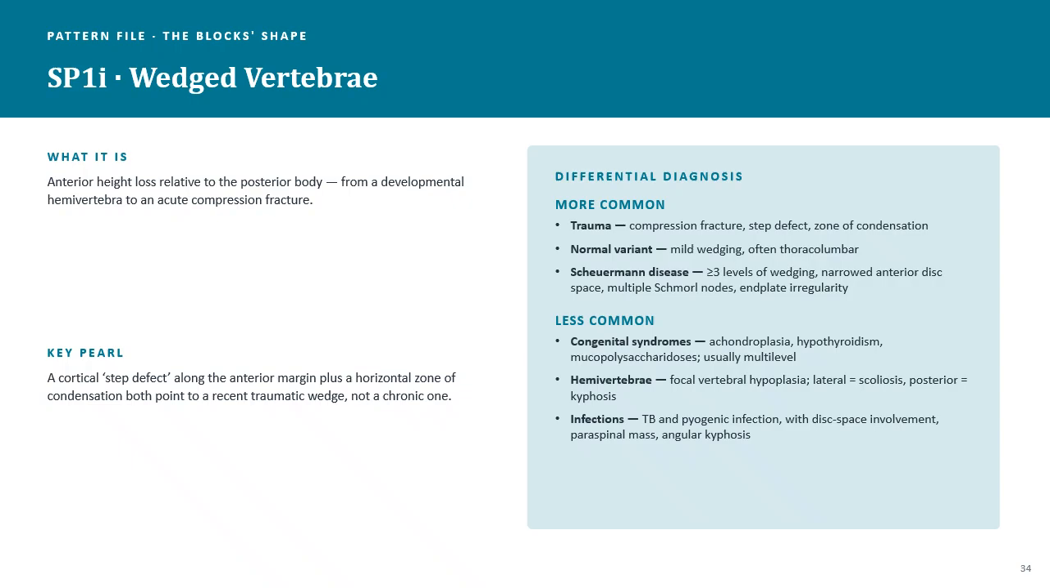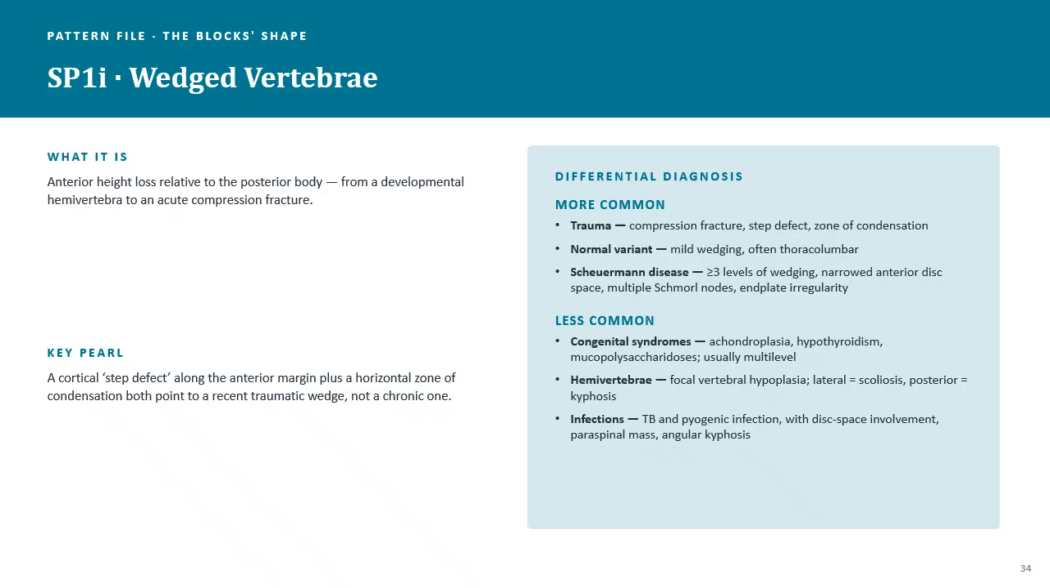When we see a wedge, the doctor then has to ask himself or herself, is there trauma involved? Because if there's trauma involved, we might want to think about, is it a compression fracture there as well? In our younger patients, we might need to think about things like Scheuermann's disease or some type of developmental cause for this wedged appearance.